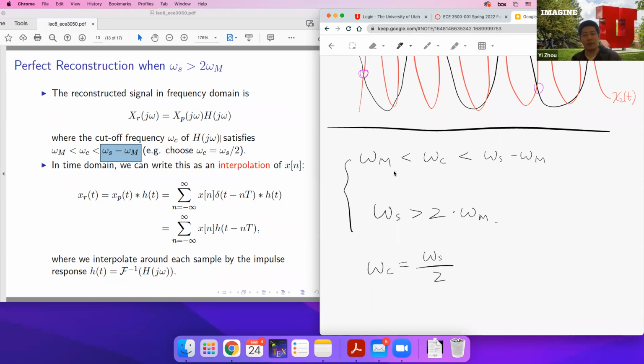Right, because from this inequality, we know ω_m is less than 1/2 the sampling frequency. So if you set the cutoff frequency to be this value, then this will be greater than ω_m. Then you can also verify the right-hand side. It's also feasible. So in the end, this is one choice that you can take.